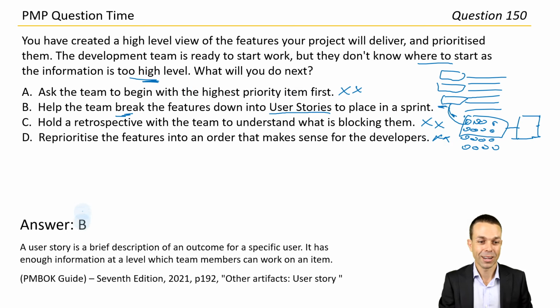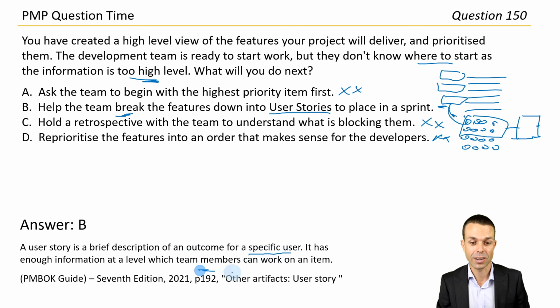Okay, wonderful. A user story is a brief description of an outcome for a specific user. It has enough information at a level which team members can work on that item. Page 192, other artifacts, user story.